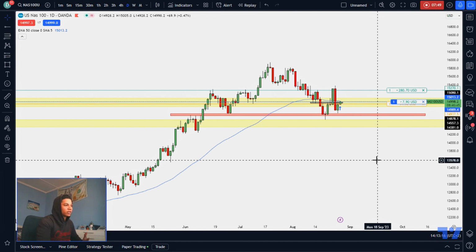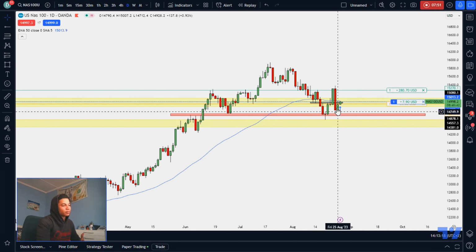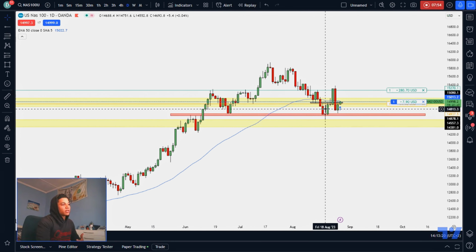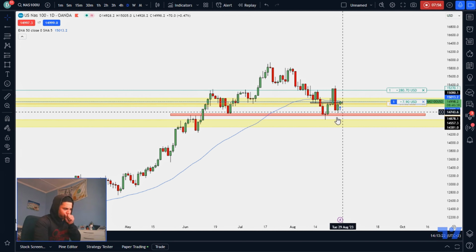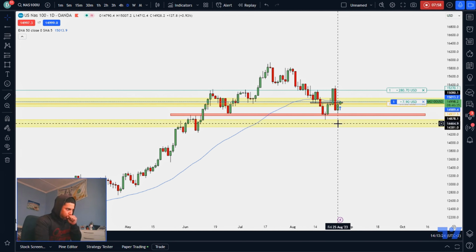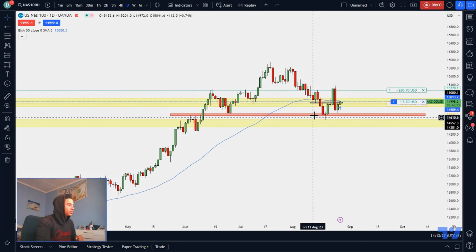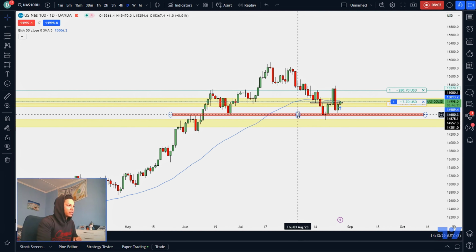Look at market structure. As you can see, this was a double bottom as well right here, because price made a one bottom, came down, and we tested this area of support. So it's important you guys actually pay attention.